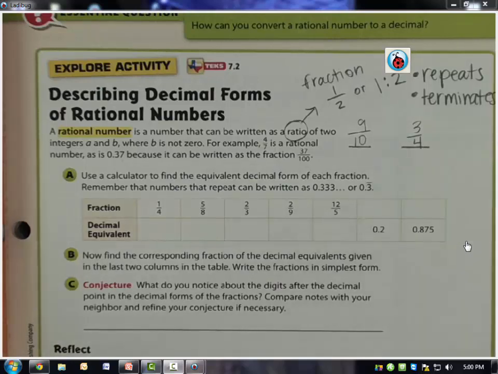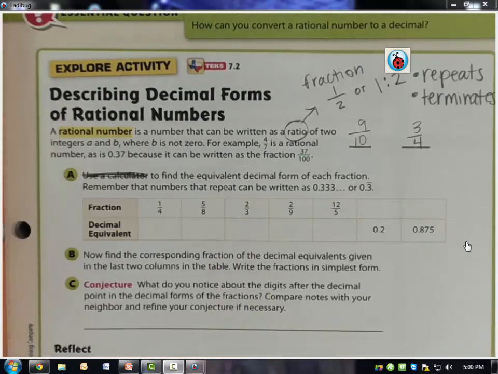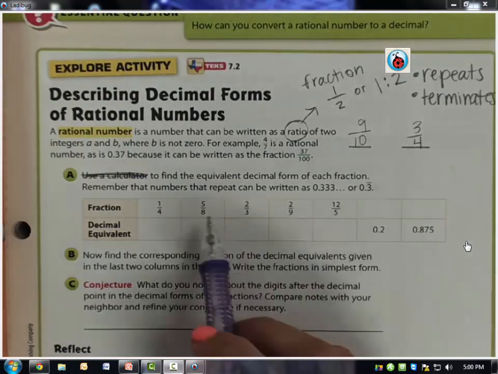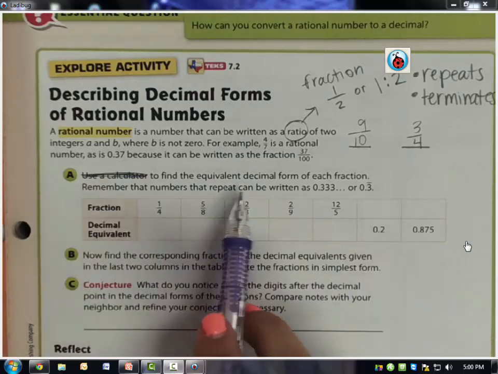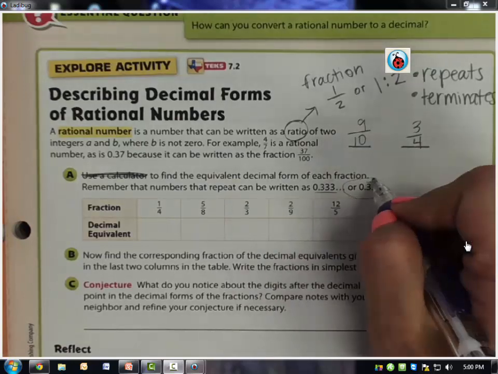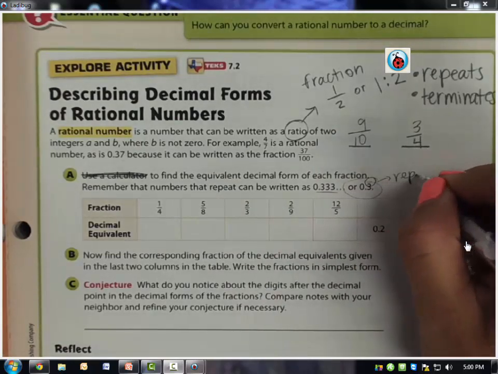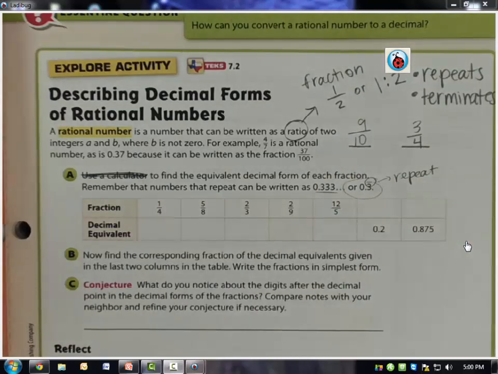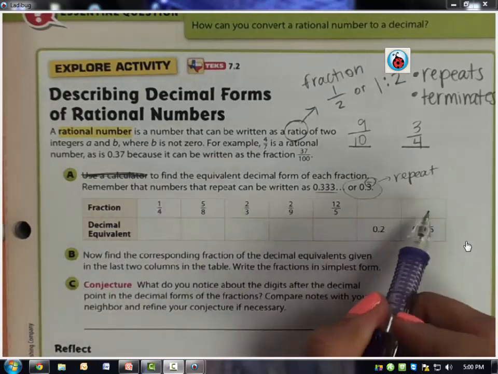So for right now, it's going to use a calculator, but we're better than a calculator, so we're not going to use a calculator. We're going to find the equivalent decimal form of each fraction. Remember that numbers that repeat can be written as this or this. Remember, this is your fraction bar. That means it will repeat. That's what you put over numbers that you know are going to repeat. So, I want you to see how many of these you can fill in. Pause your video and see how many you can fill in.